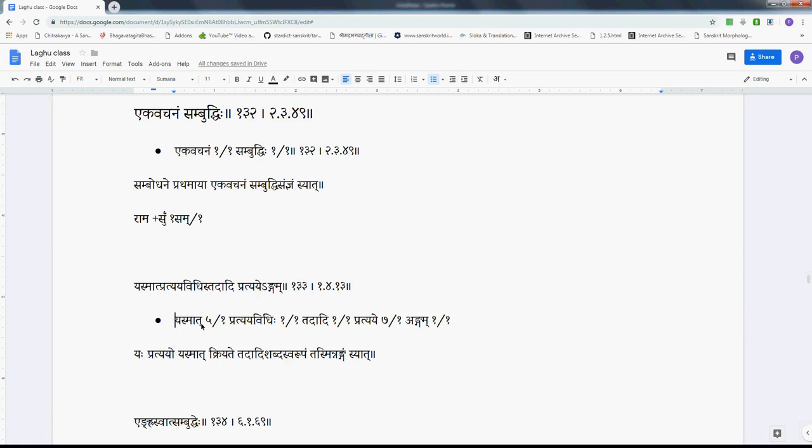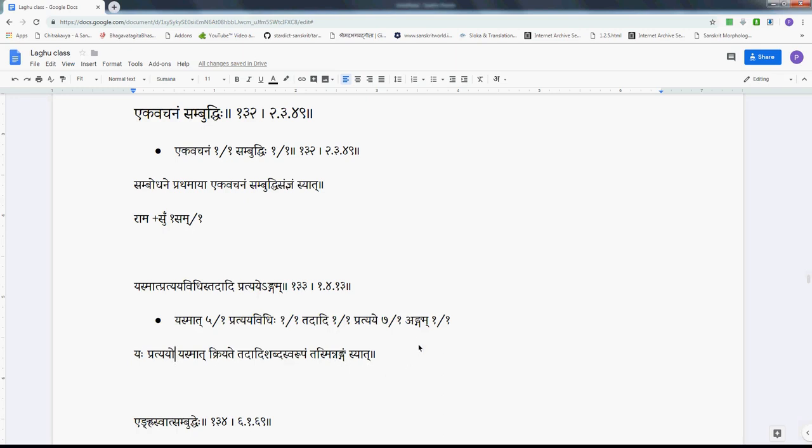So hetau panchami. Let me just cross check if something else is mentioned here. He says yah yah pratyaya yasmat kriyate. The simple reason is that it would be digyoga panchami, so digyoga panchami works well. Although hetau may also work, he uses yasmat kriyate, yasmat yah pratyaya kriyate. So yasmat is from as in to which. Here in English we will not say from, so to which a pratyaya is added, tadadi shabdaswarupam tasmin angam syat.